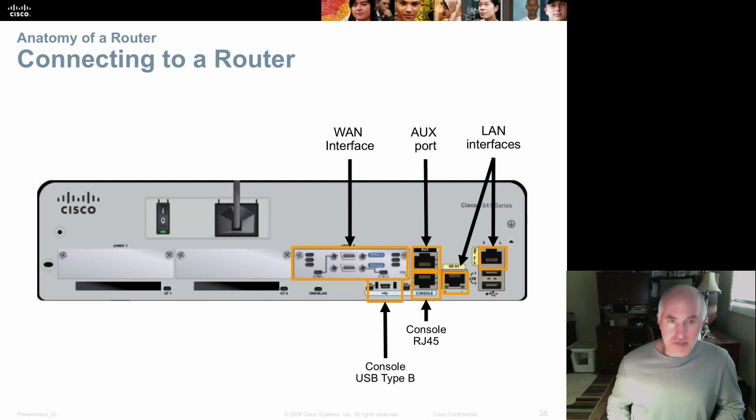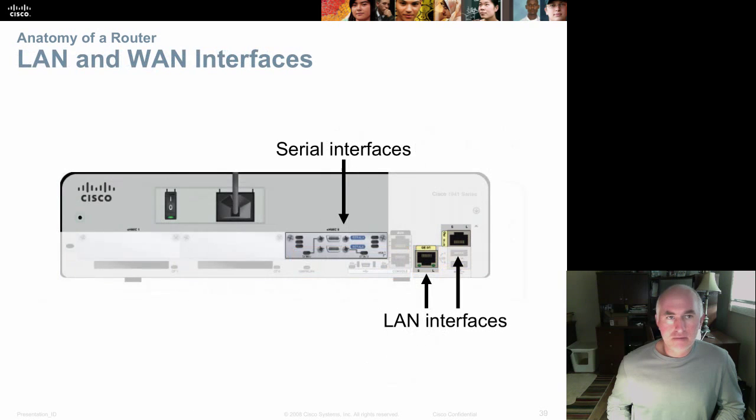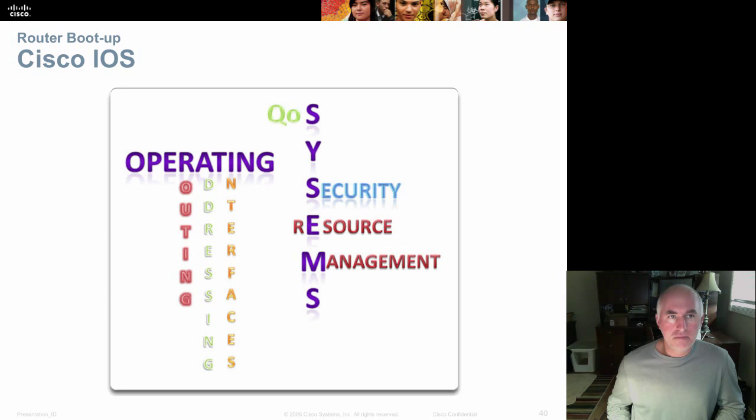There's a card inserted here. Cisco IOS. So Cisco's operating system is specific to a router. And so when a router boots up, it's going to look for the operating system, or Cisco IOS.